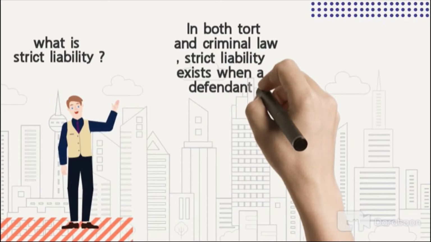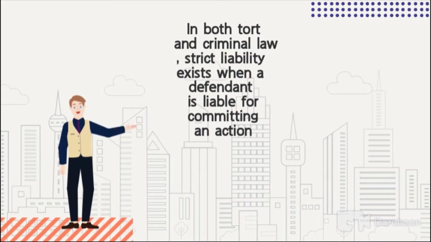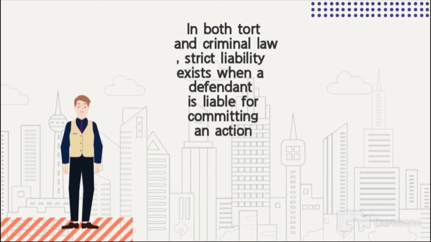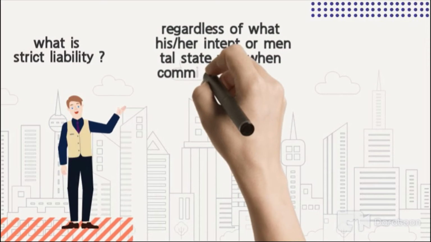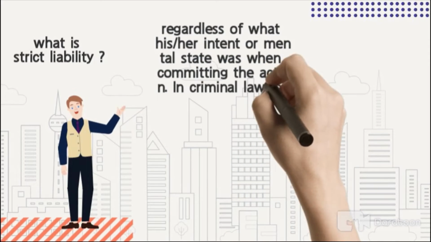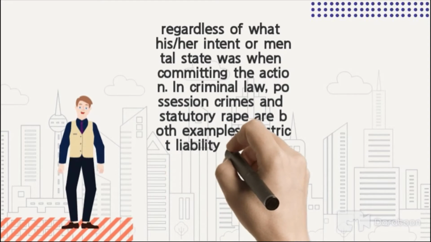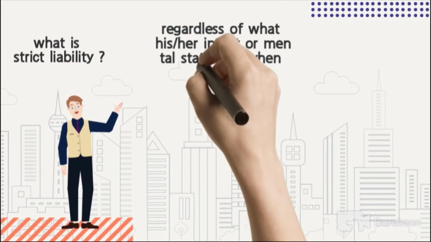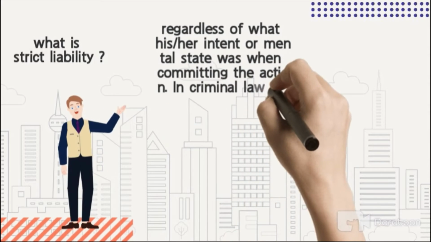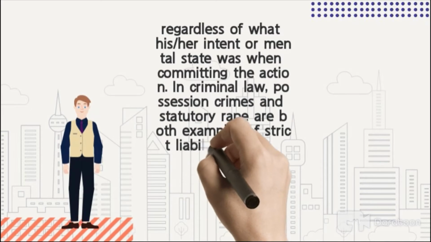In both tort and criminal law, strict liability exists when a defendant is liable for committing an action regardless of what his intent or mental state was when committing the action. In criminal law, possession crime and statutory rape are both examples of strict liability offences.